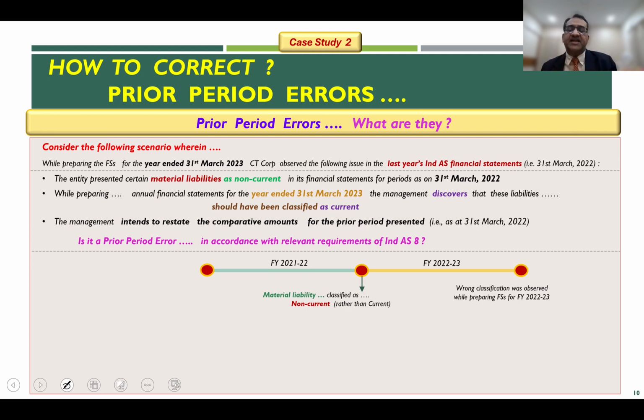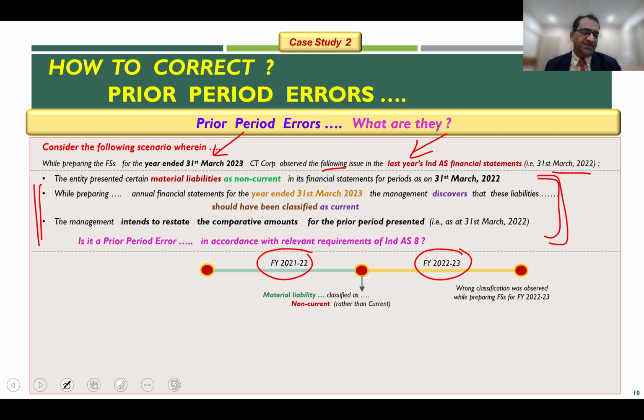Now consider a scenario wherein, while preparing the financial statements for the year ended March 2023, 22-23, you observe the following. These are issues which you figured out in last year's Ind AS financial statements. That is, when you issued the 21-22 financial statements, those statements had these issues, but you are figuring them out only subsequently in 22-23, when you are preparing the financial statements for the second year. What were the issues?